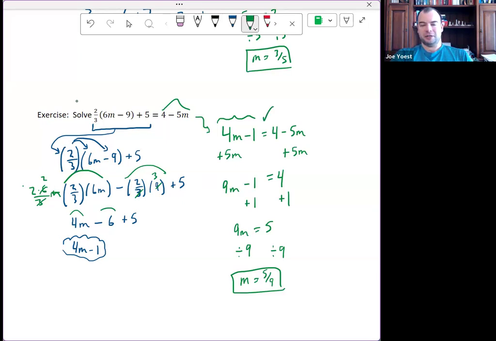We want to combine our variable terms together. We'll choose to do that by adding 5m to both sides. That gets rid of the 5m off the right and gives us a 9m on the left side.